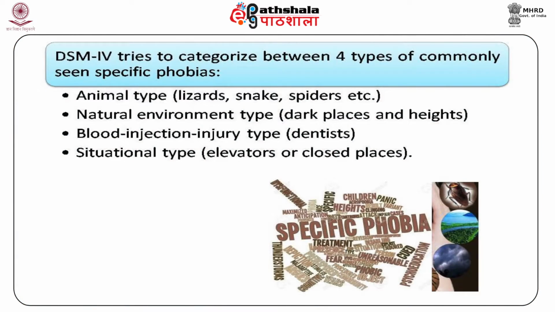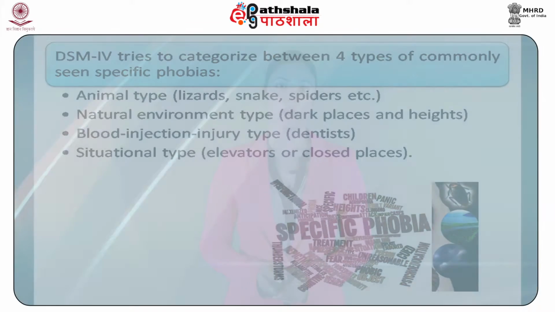DSM-4 tries to categorize between four types of commonly seen specific phobias. Animal type, which includes the fear of lizards, snakes, spiders, etc. Then we have natural environmental type, which includes the fear of dark places and heights or any natural kind of setup. Blood injection injury type, which includes the fear of blood or injections. And situational type, which includes certain situations like elevators or closed places.